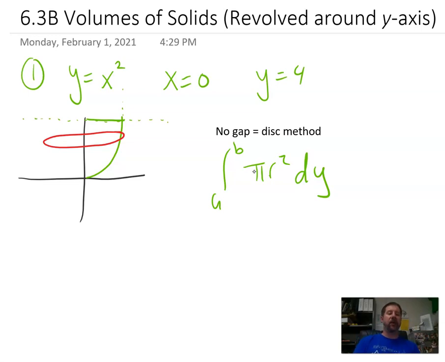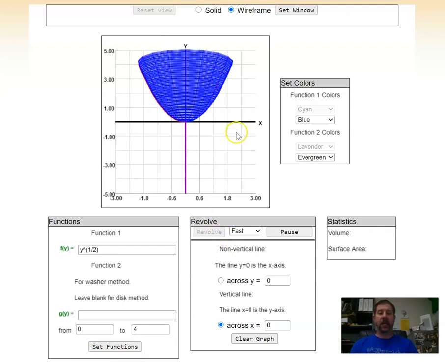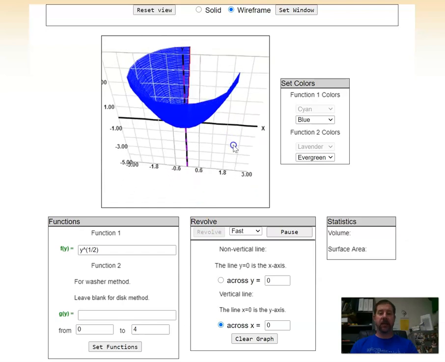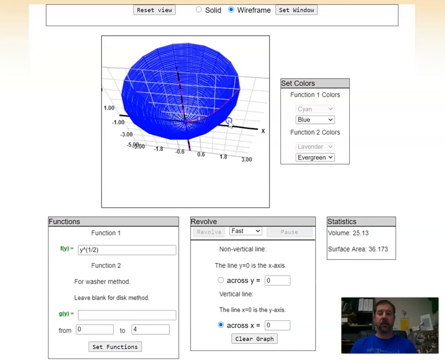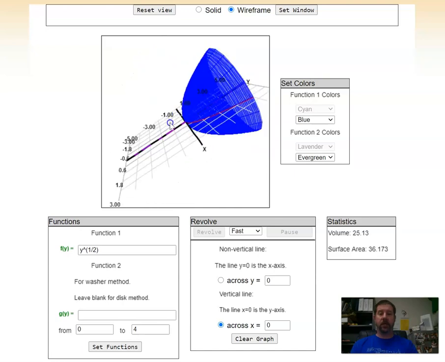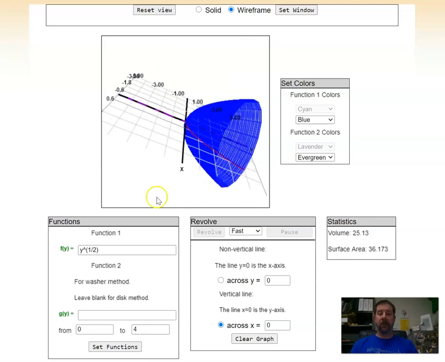Real fast, before we get too far into this, I want to go back to our website and take a quick view, just once, of what this is going to look like when I go around the y-axis. Okay, here we are back again. We have the y equals x squared graph, and now we're going to revolve it around the y-axis. You can see we get this kind of satellite bowl looking thing, with a bullet top. This is what we're going to try to find the volume of.